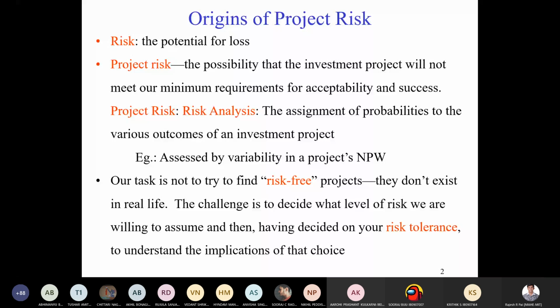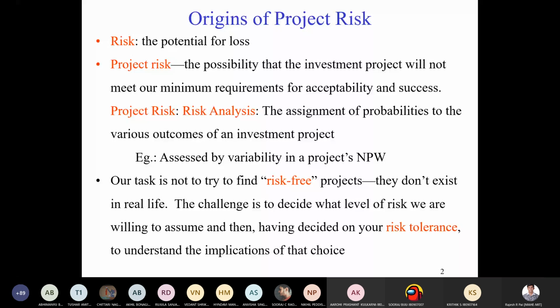Okay, and this is nothing but the assignment of probabilities to various outcomes of an investment project. So you are going to analyze the probabilities based upon the outcome, as well as by considering the investment. Considering the investment, you are going to see the outcomes. Okay, so that is nothing but the risk analysis. It is assessed by variability in a project's net present worth. So basically we calculate net present worth here.